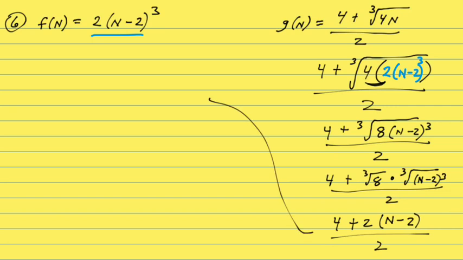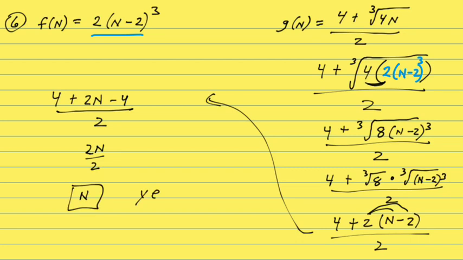So I'll bring it up over to here. This is a hard one, but you have the 4 plus, what's 2 times n? 2n. 2 times negative 2, negative 4. What is 4 and negative 4 going to add to equal? 0. So you basically have 2n over 2, it's just n or just x. So yes, they are inverses. That's a difficult one.